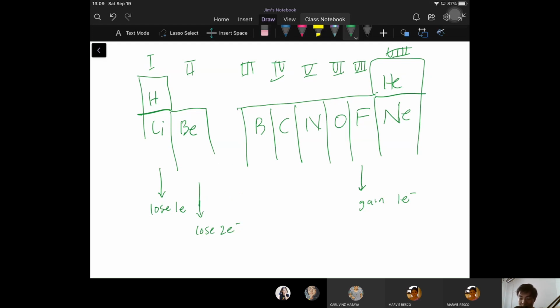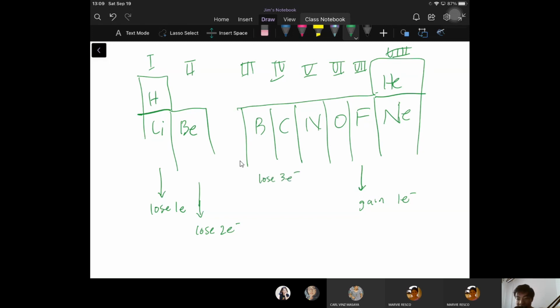So, that is true for all group 2 atoms. Yan, si beryllium, si magnesium, si calcium, lahat yan maglo-lose ng 2 electrons. Okay? Boron. Tignan natin. Boron. Dalawa yung option yan. It could be helium or neon. No? So, tignan natin. Pag gusto nyo maging helium, ilang electrons ang kailangan ipamigay. Bilangin natin, no? So, 1, 2, 3. So, it could lose 3 electrons.